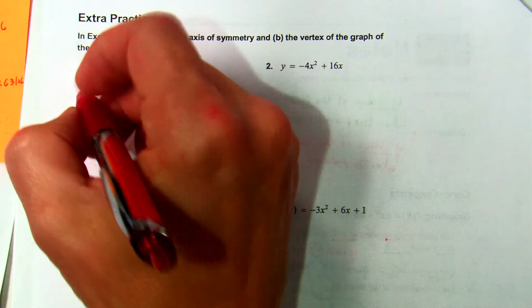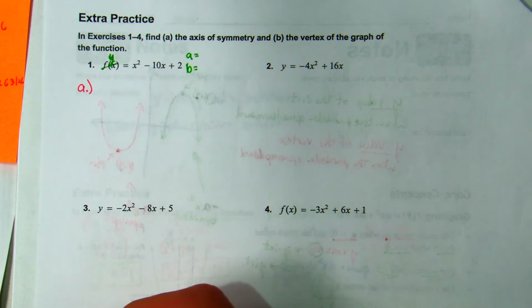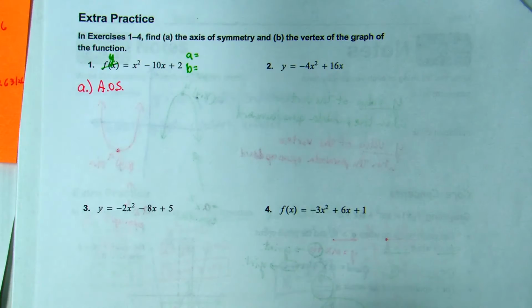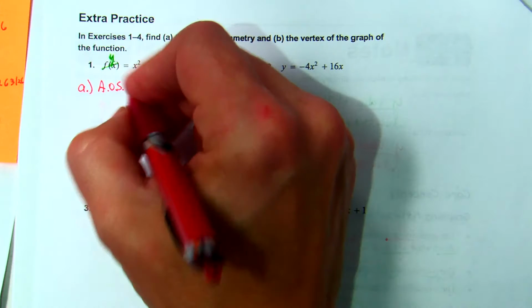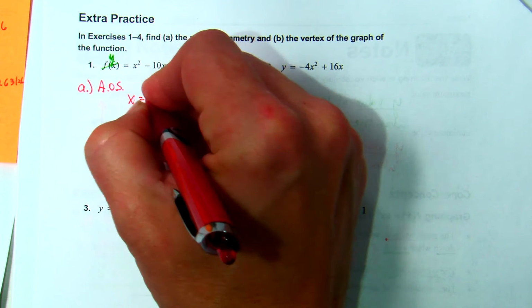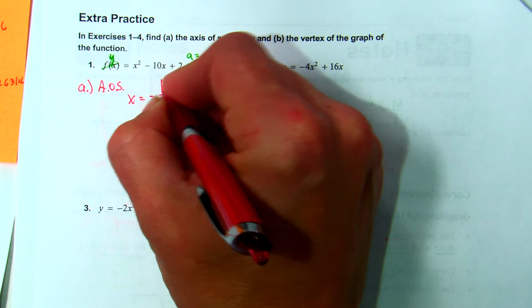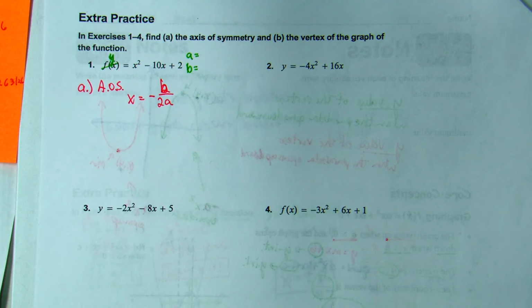And the axis of symmetry, the formula for that is x equal to the opposite of B over 2A.